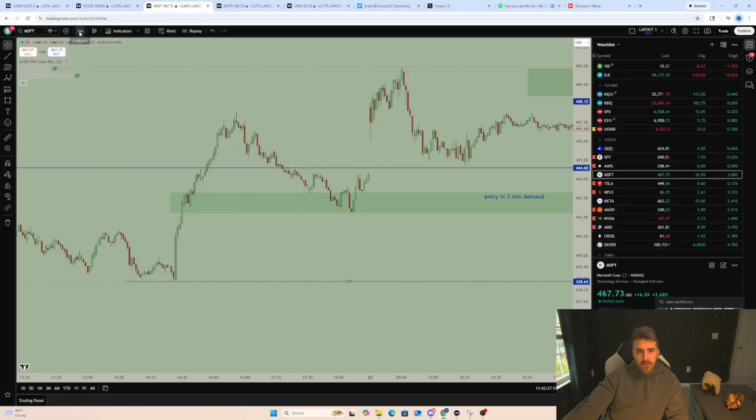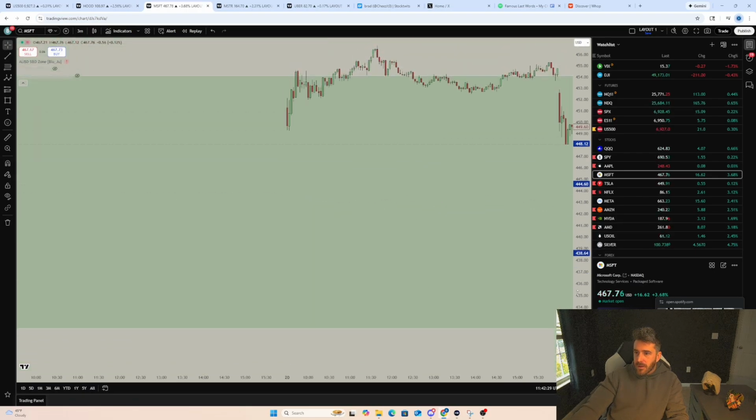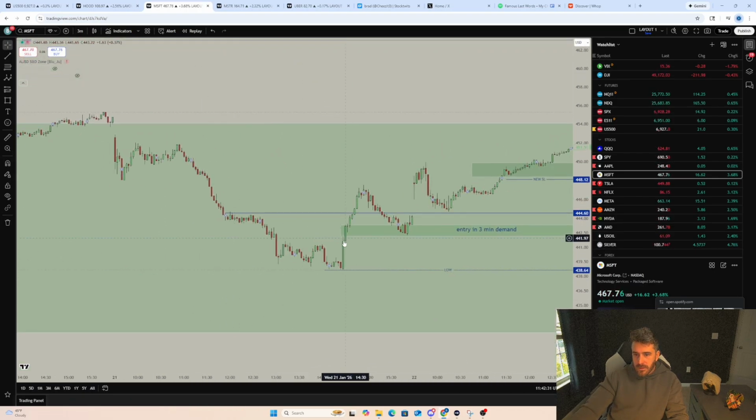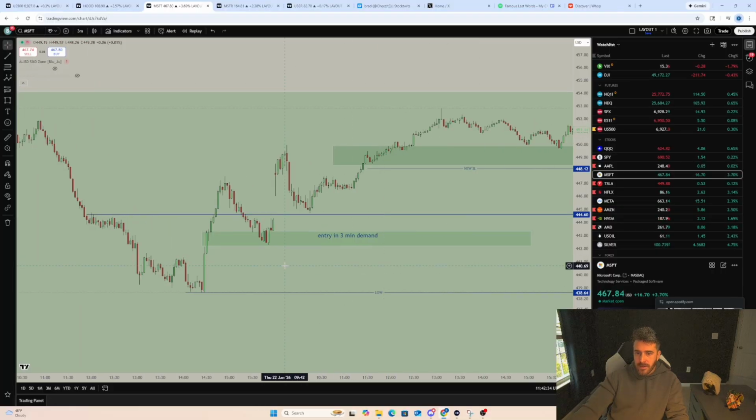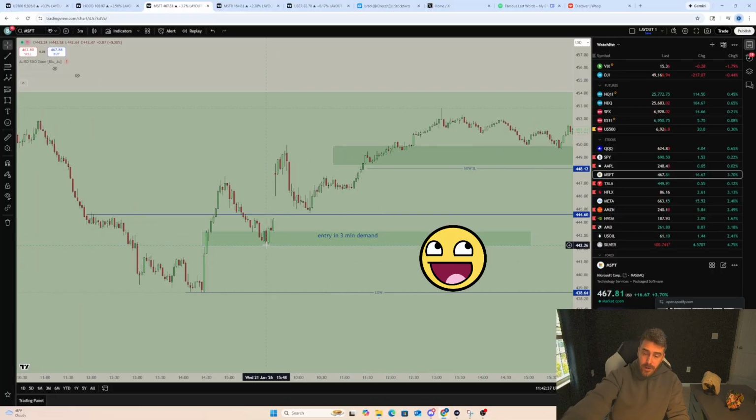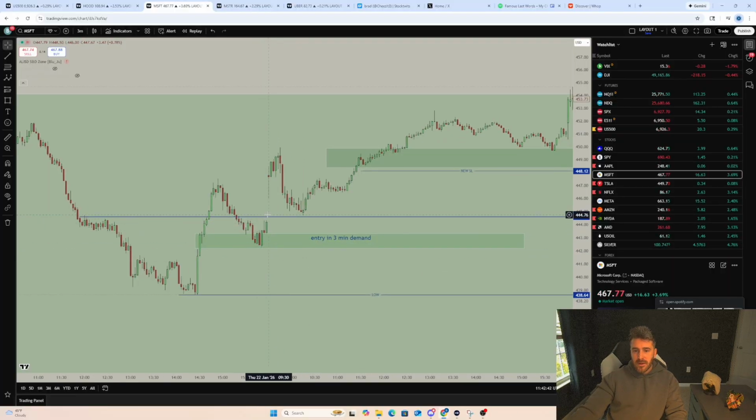I have to now go hunting, and hunting on the 3-minute demand time frame, that was my entry. As I entered, right here is my stop loss. If we came in here, reversed, and came back down, my exit's right here. My entry was 442, and my exit's at 442.24.